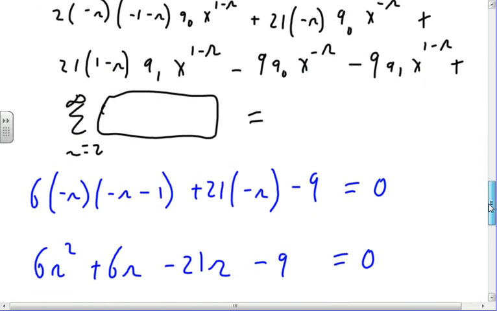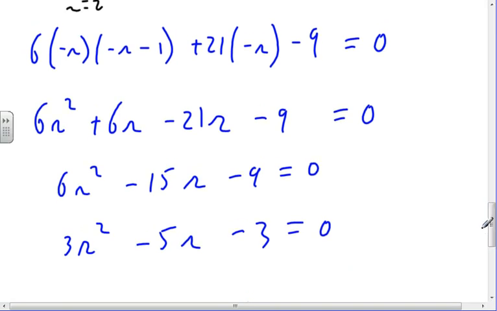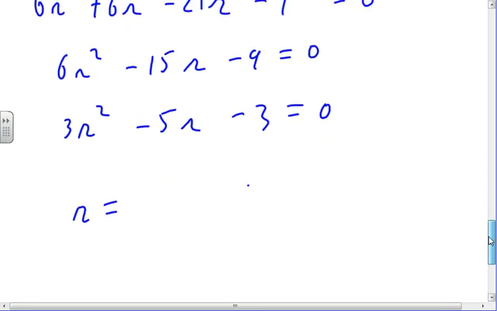The problem is I don't see how that factors. 6r squared plus 6r minus 21r minus 9, and that's supposed to be factoring as r minus a half times r minus 3. And that obviously can't factor that way.